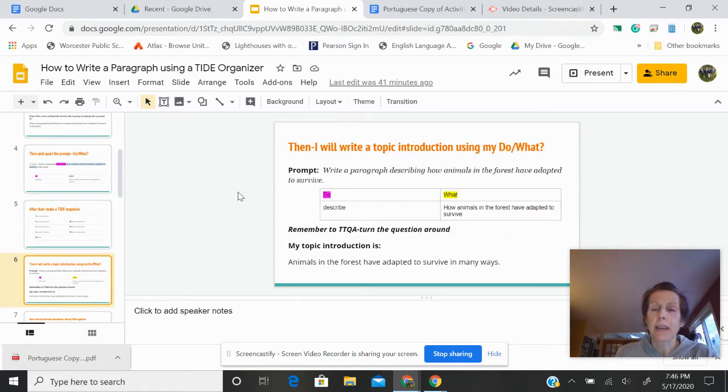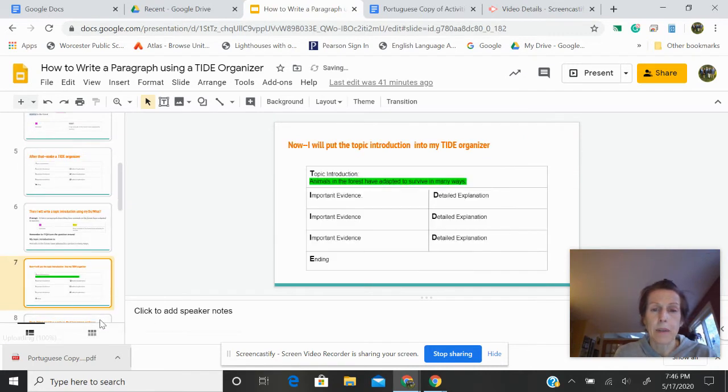Then I'm going to write a topic introduction using my do what. Here is my do what. Remember, all we have to do is TTQA. We turn the question around. So I turned the question around using my do what, and I came up with my topic introduction, which is animals in the forest have adapted to survive in many ways. Then I'm going to go back to my TIDE organizer, and I'm going to plug in my topic introduction into my organizer.